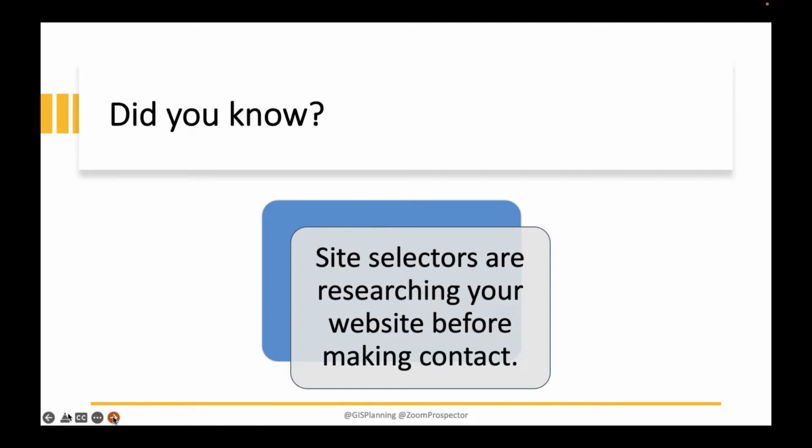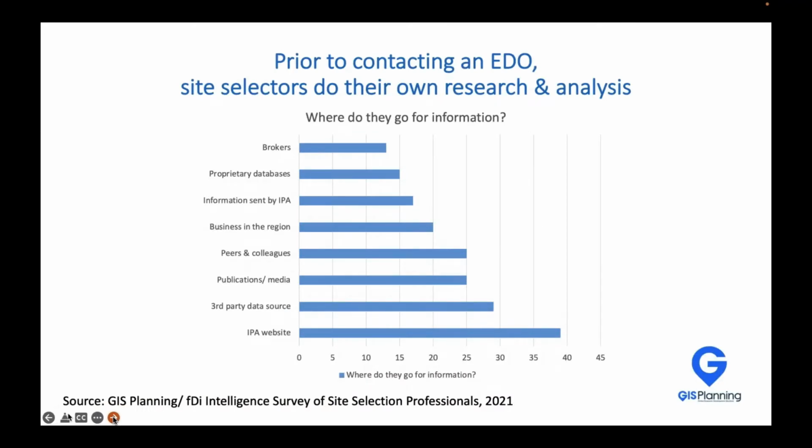Because we have seen over the years of research that we've done that site selectors are researching your website before making contact. Last year, we ran a global survey of site selection professionals, and we asked them where they go for information when they are trying to do research and analysis for a client to help find an optimal location. The overall answer was investment promotion websites, or EDO websites. I know in Europe and around the world they call them investment promotion agencies. That has remained the first most important point of contact.